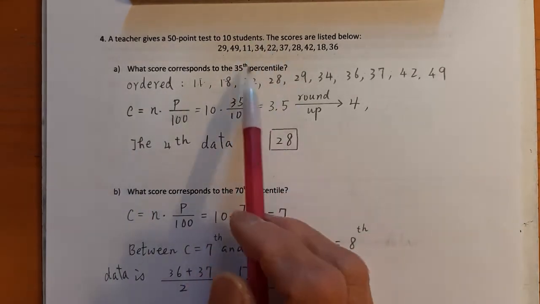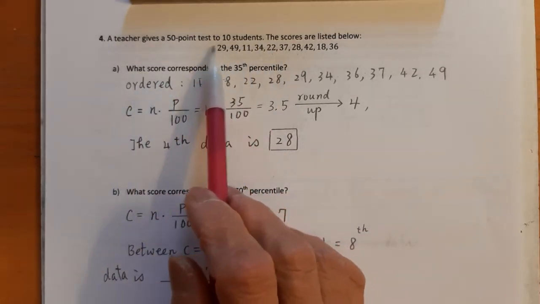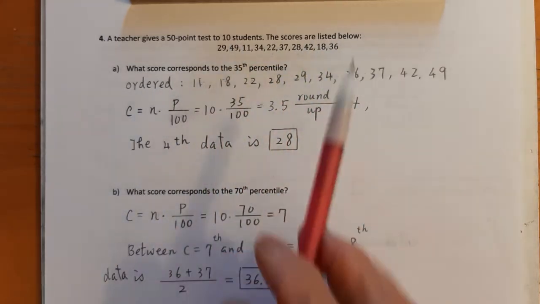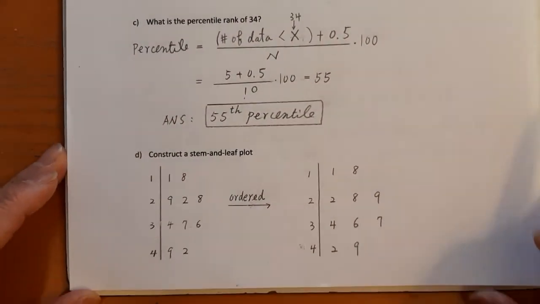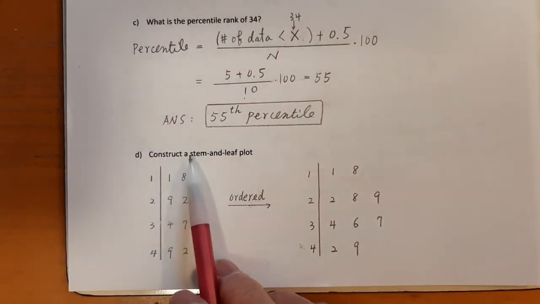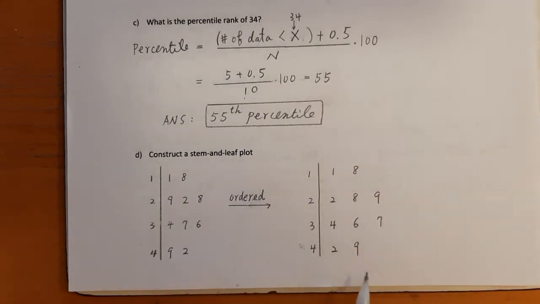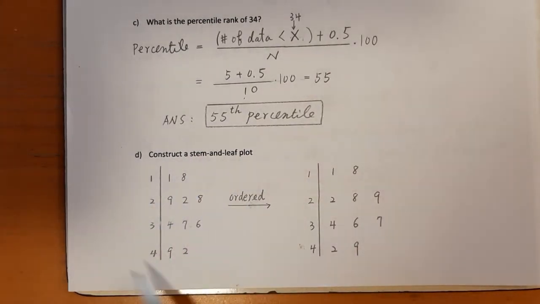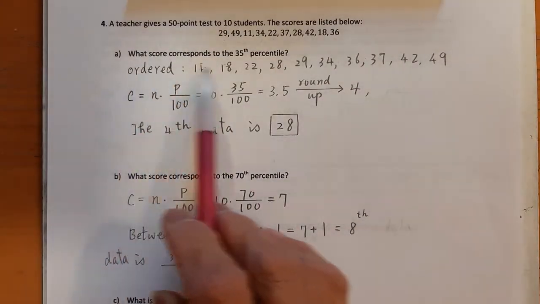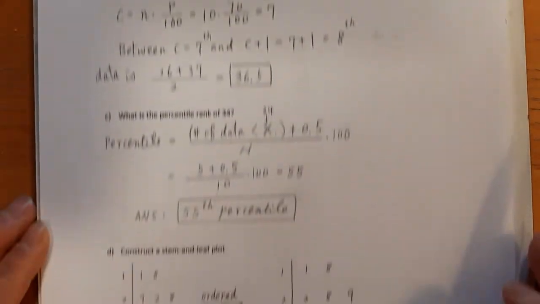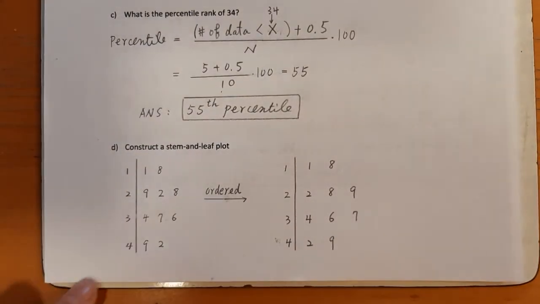Now, first of all, we have to put those numbers in order. How to put numbers in order? You can construct a leaf plot. This leaf plot helps you put the numbers in order. How to construct this leaf plot?